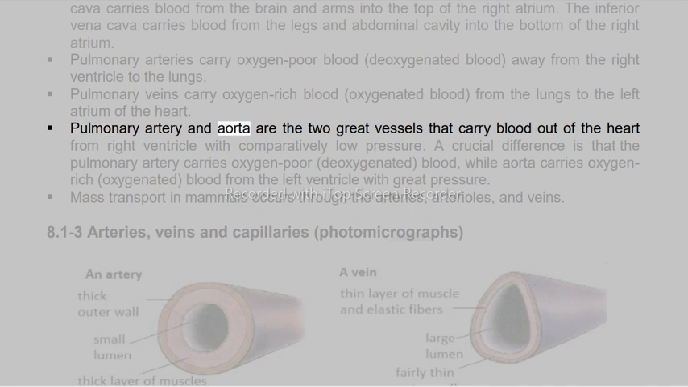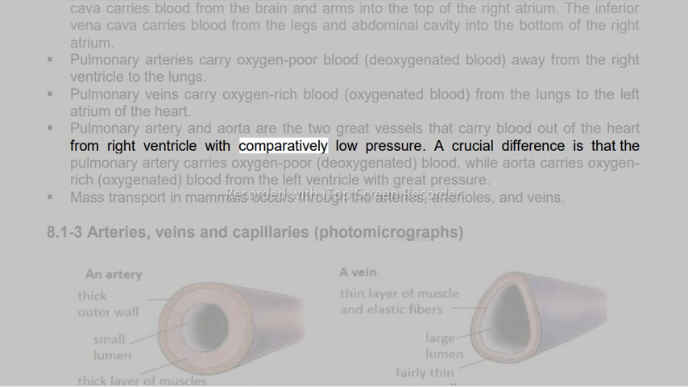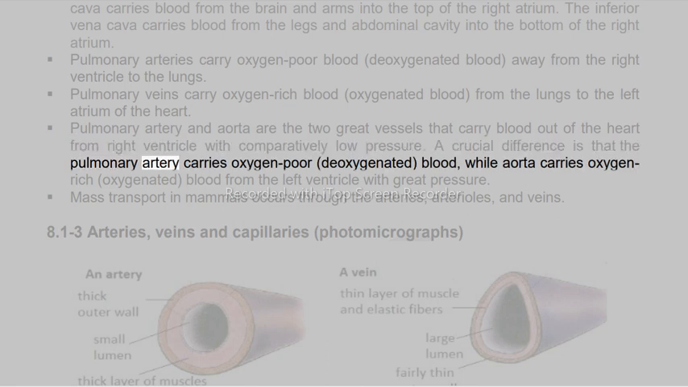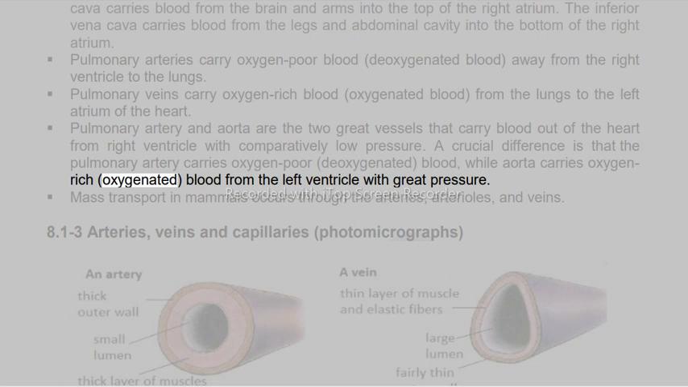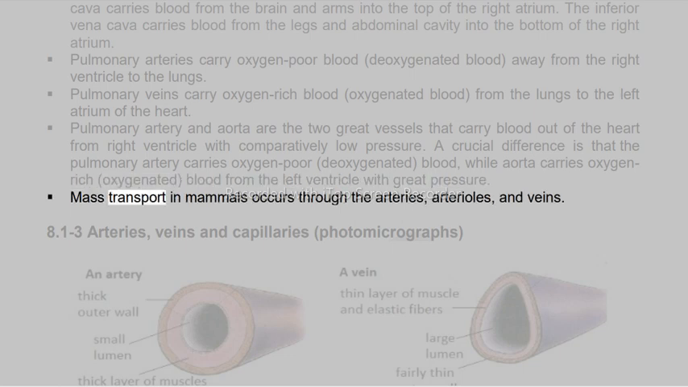Pulmonary artery and aorta are the two great vessels that carry blood out of the heart. The pulmonary artery carries blood from the right ventricle with comparatively low pressure. A crucial difference is that the pulmonary artery carries oxygen-poor, deoxygenated blood, while the aorta carries oxygen-rich, oxygenated blood from the left ventricle with great pressure. Mass transport in mammals occurs through the arteries, arterioles, and veins.